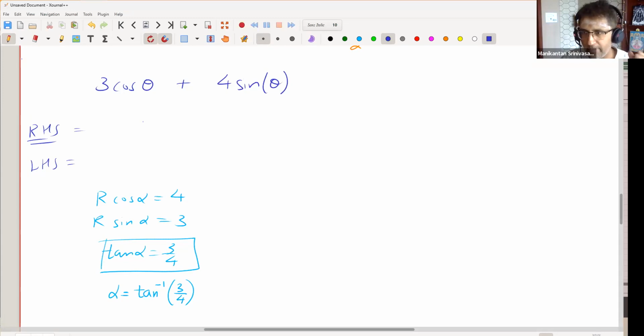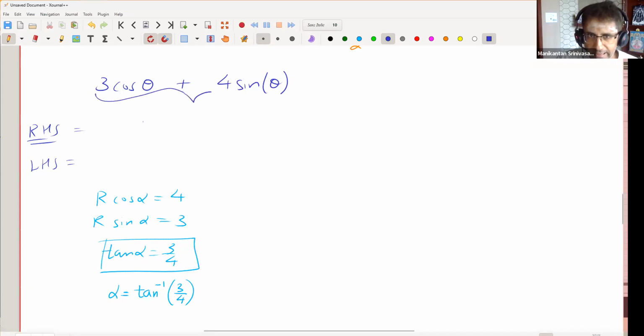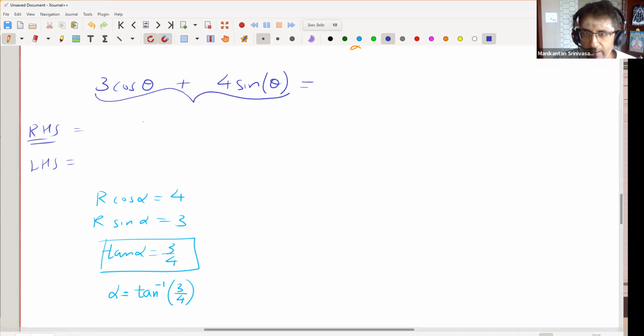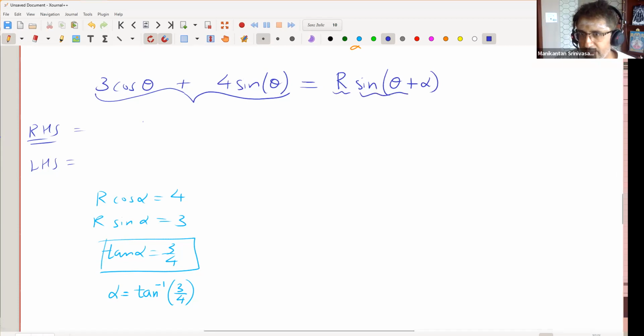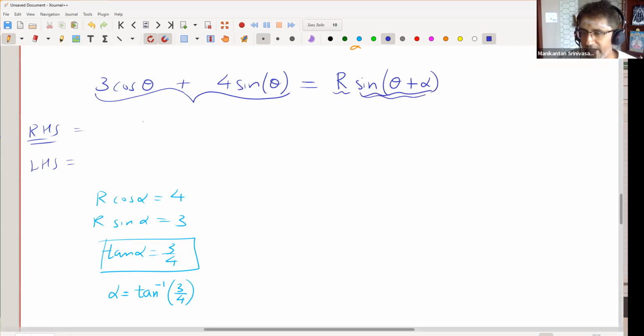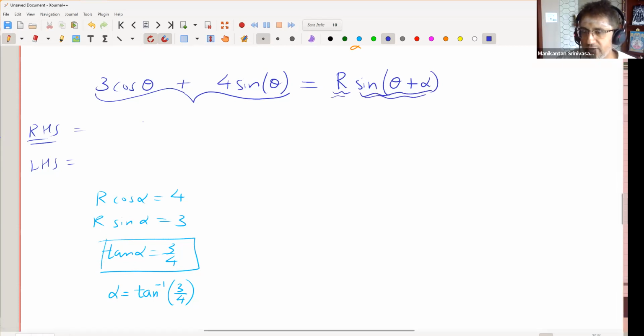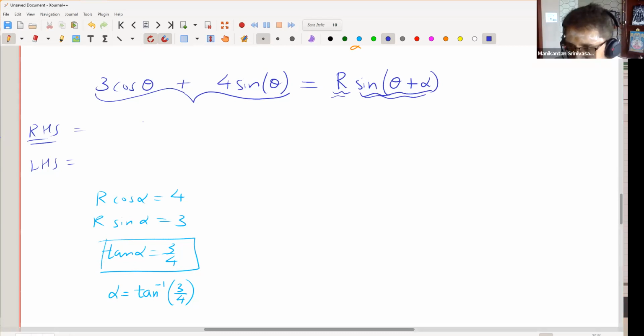Suppose I want to find the maximum and minimum value of this entire expression. Now, if we are able to write it, and you'll see that we are able to write it, as R times sine of theta plus alpha, then R becomes the magnitude. Sine of theta plus alpha will go from +1 to -1. Therefore, the maximum value will be plus R, and the minimum value will be minus R. You're with me? Yeah. Okay.